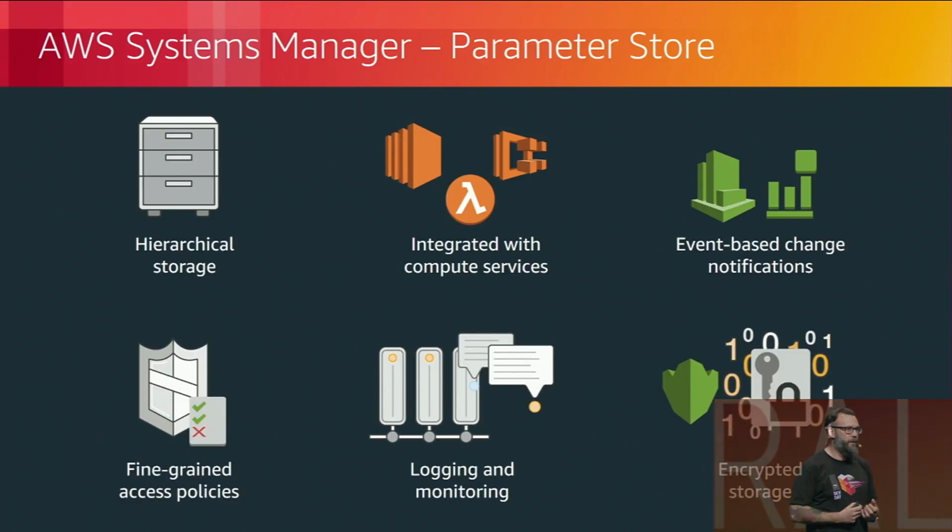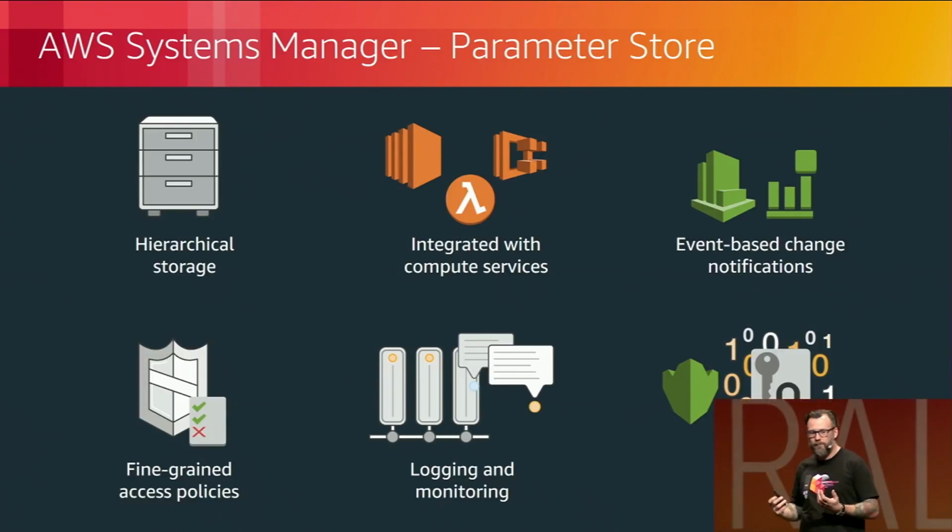And because we're thinking about this in a security context, it also aligns with the three foundational security principles of identity, visibility, and encryption. You can apply fine-grained access control over the parameters. You can get logging and monitoring using CloudTrail and CloudWatch. And you can store secrets with secure string, which is backed by KMS to ensure that your data is protected at rest.